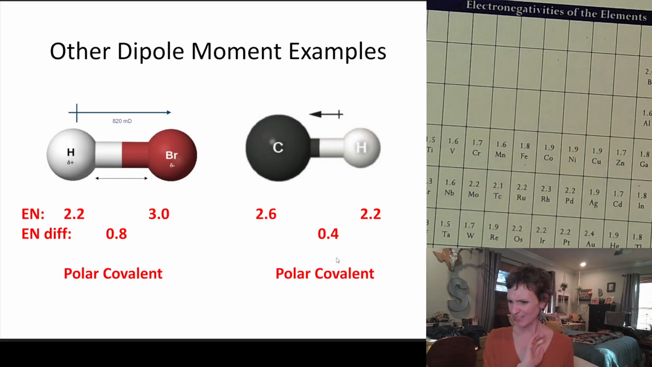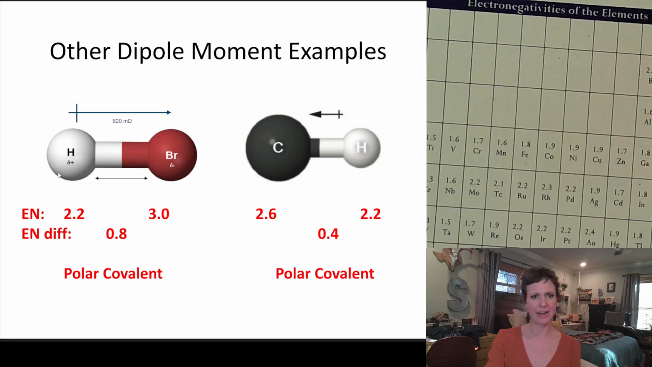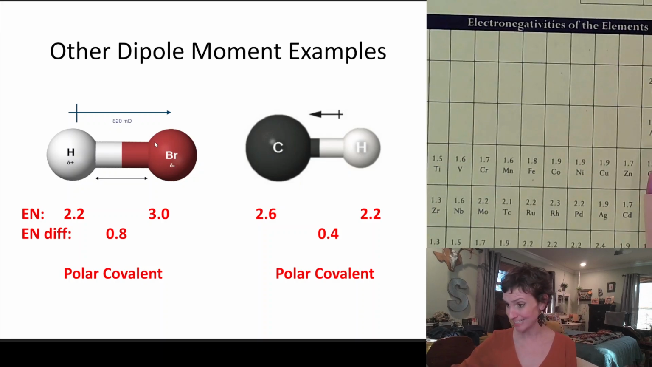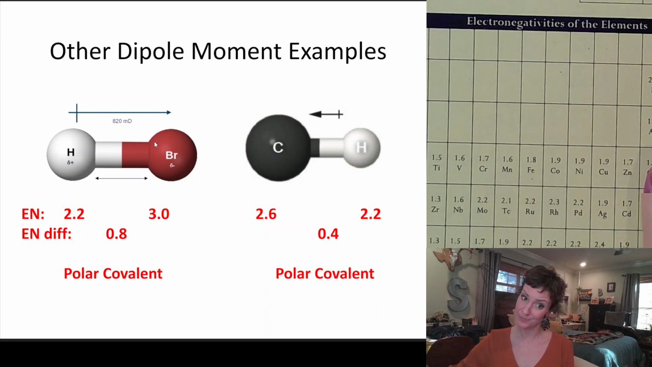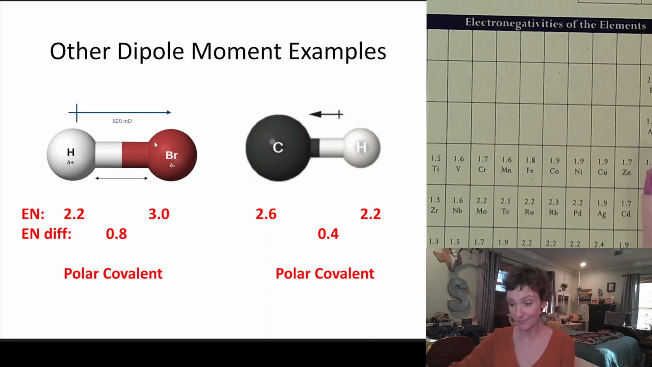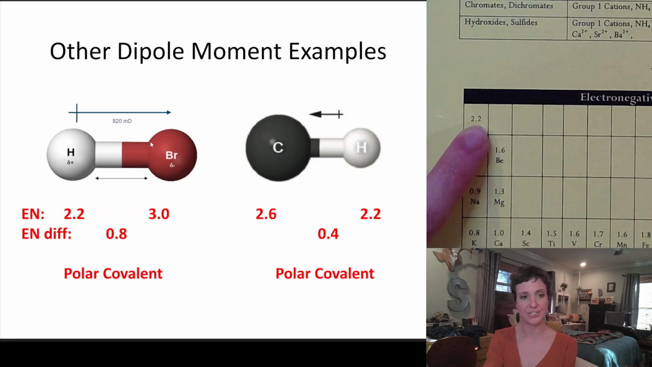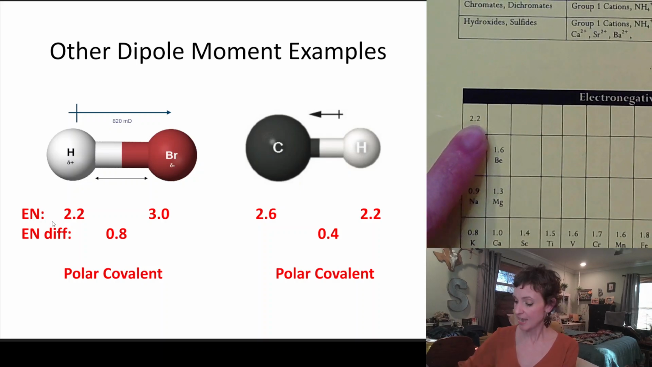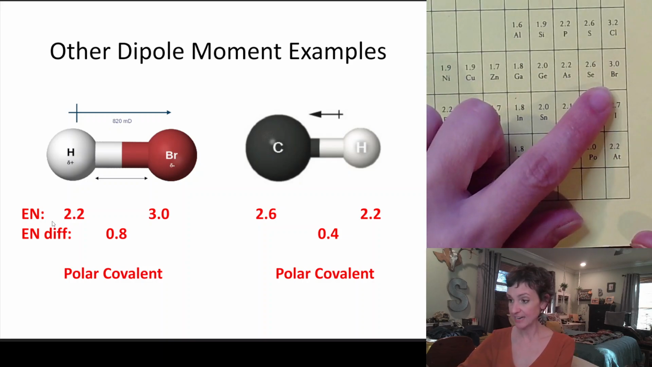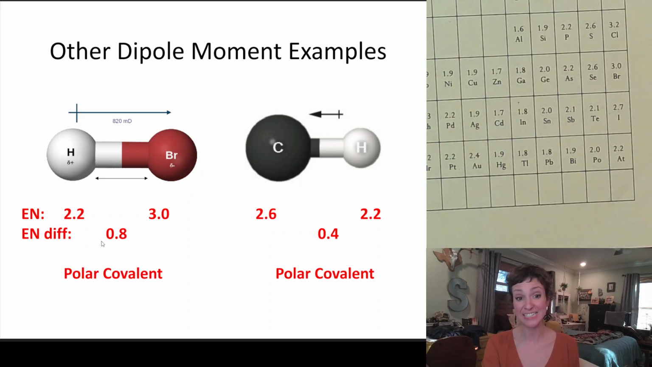So now I thought we could look at some other dipole moment examples, okay? So this is HBr right here. And with our electronegativities, we can actually prove that this would calculate out to be a polar covalent bond. So I would find hydrogen. He's right here. His electronegativity is 2.2. And then I've got bromine. He's down here. He's got a 3.0. So their difference in electronegativity is 0.8.